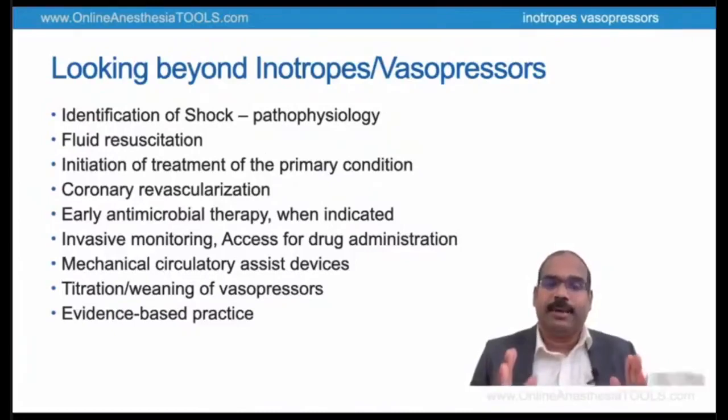Lesion-targeted or primary pathology-targeted interventions are going to win the day for you. So you need to think about coronary revascularization whenever it is warranted. Think about early antimicrobial therapy whenever indicated, if you are dealing with a septic patient. Invasive monitoring may be instituted as early as it is available. The access for drug administration is not a major concern. You can start with peripheral administration and then move on to central venous access as and when it is ready or feasible. You need to think about mechanical circulatory assist devices like IABP in severe cardiogenic shock.